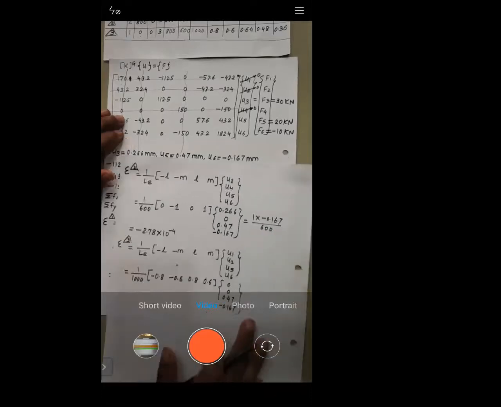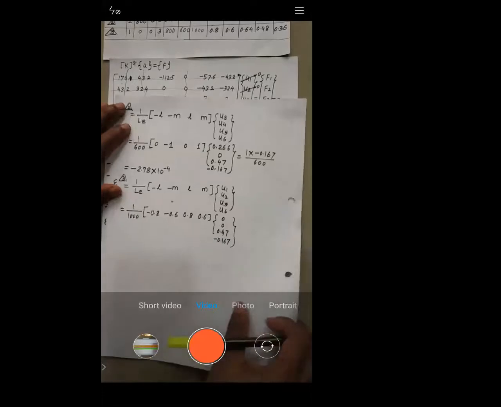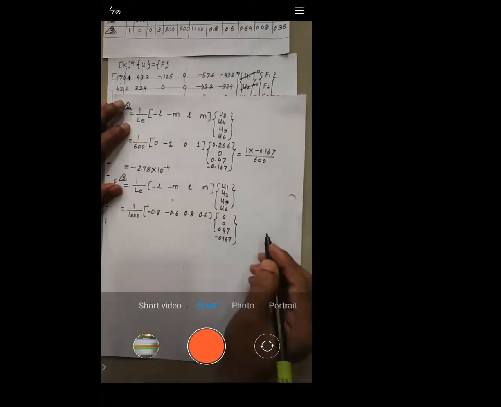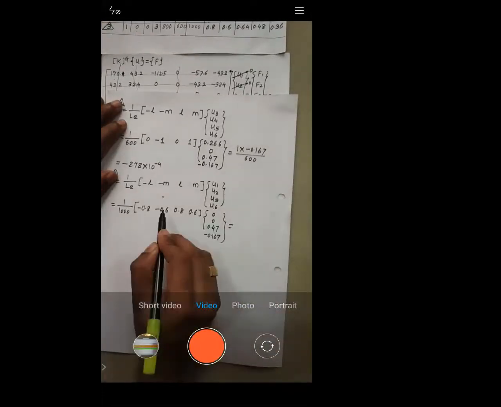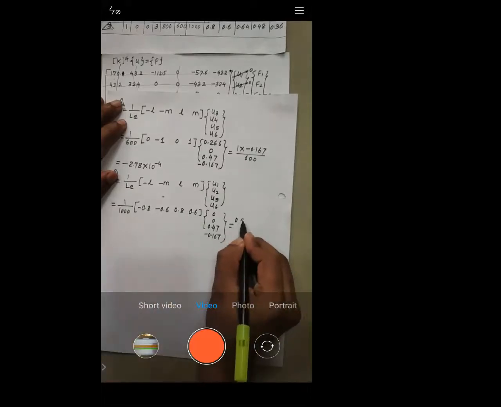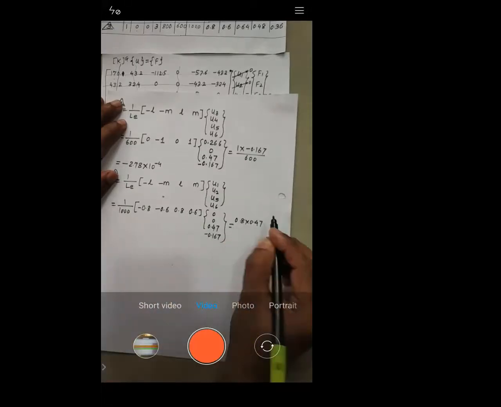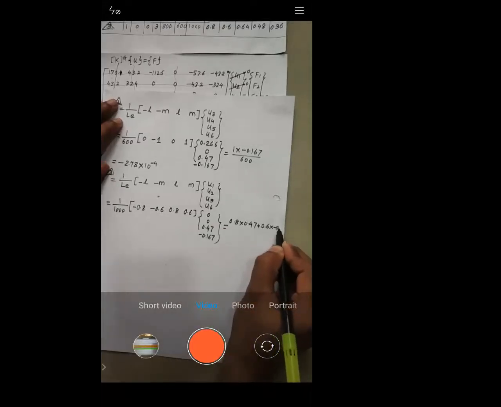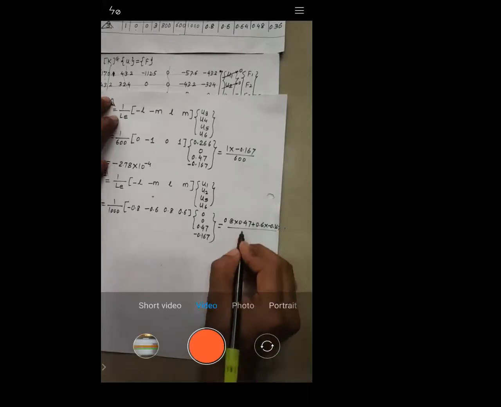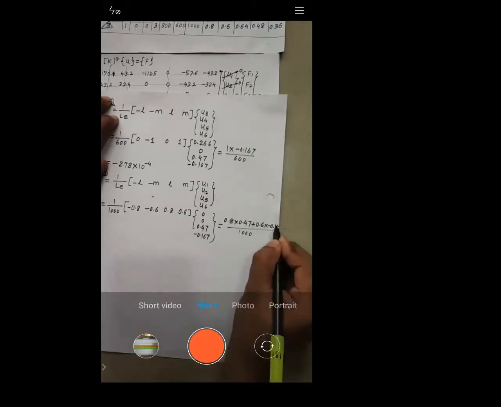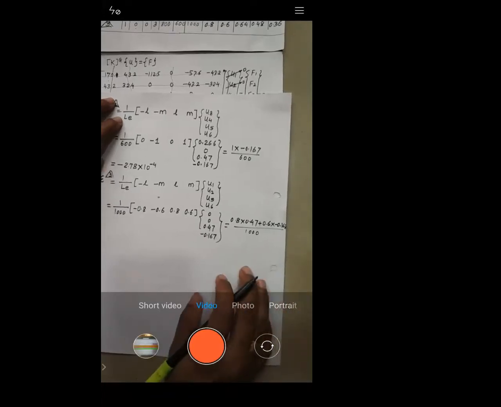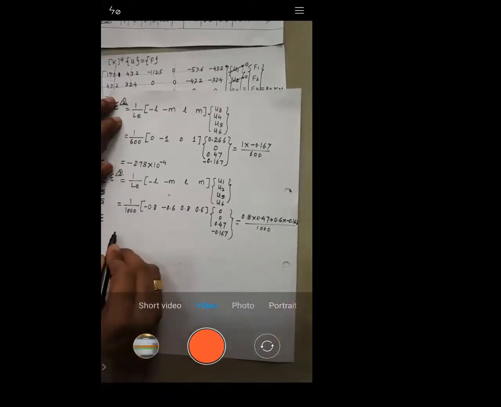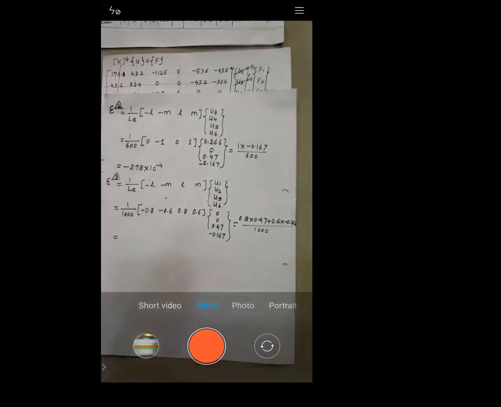So just do the calculation and see what we are getting. The initial two terms are 0: this into this is 0, this into this is again 0. What is remaining is 0.8 into 0.47 plus 0.6 into minus 0.167, divided by 1000. So just check what answer you're getting. Let me know what value of strain you are getting.